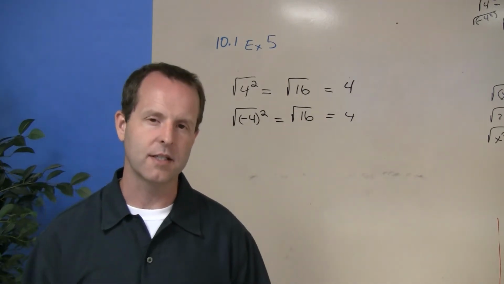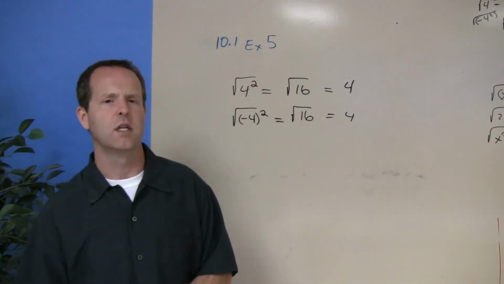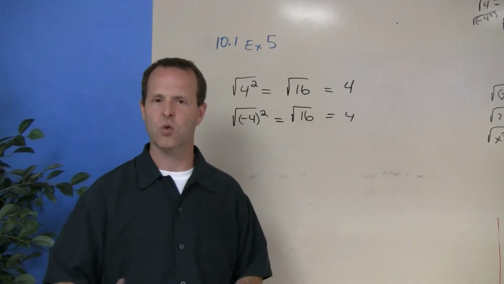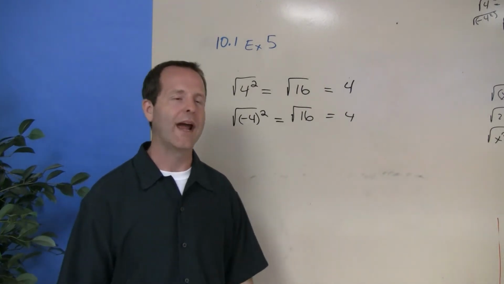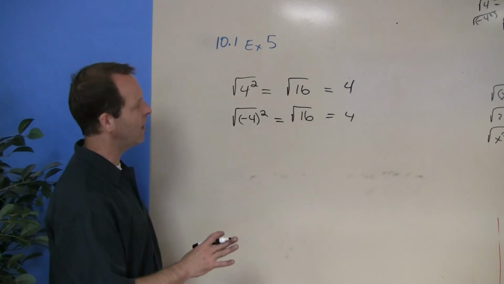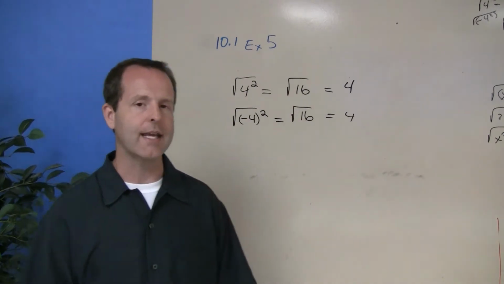Something just doesn't seem right. When you start with one number, like a 4, you expect to get a 4. You start with a negative 4, I square it, I undo the square, I'm expecting a negative 4. That's not what happened. What appears to be happening here, we need to keep in mind.